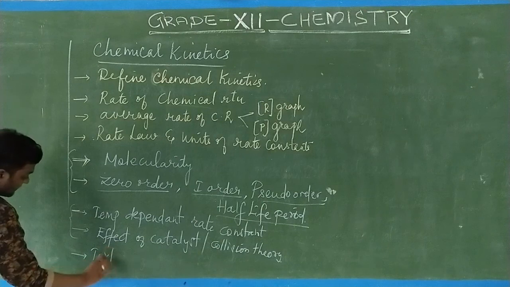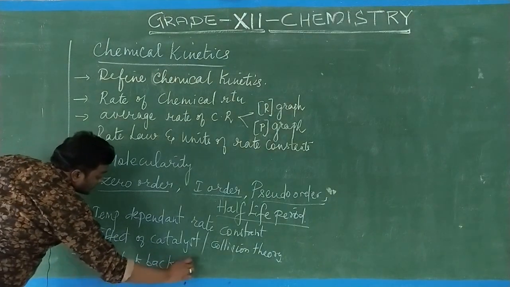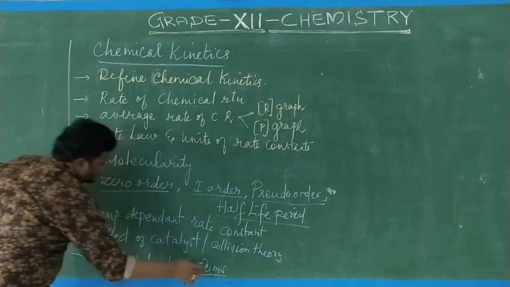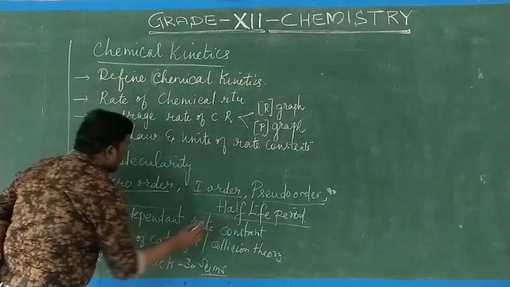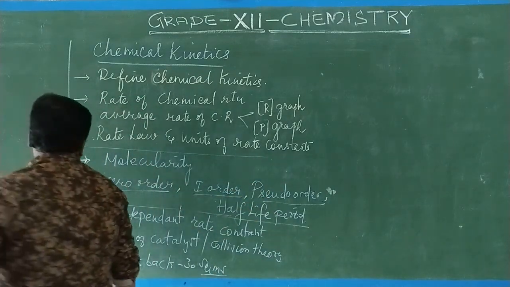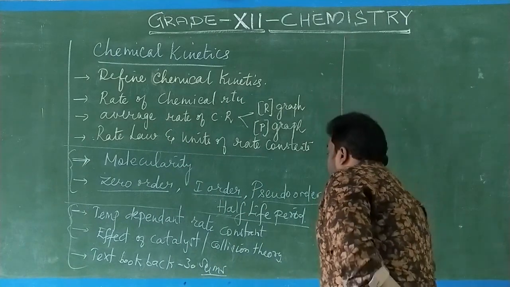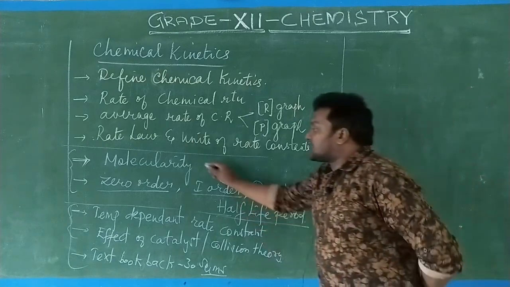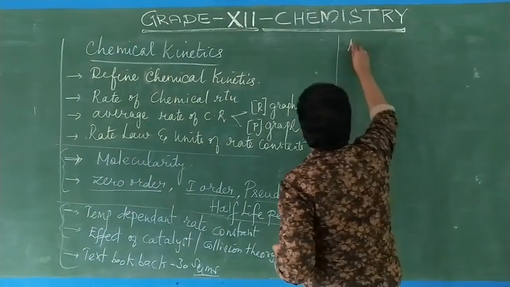In the back of the textbook, totally we have 30 sums, and the 30 sums we have to complete. So, these are the three topics that will be left out, that we will be seeing in tomorrow's class, and today we will start with molecularity of a chemical reaction. This is the complete chemical kinetics topics that I have written. Listen carefully.